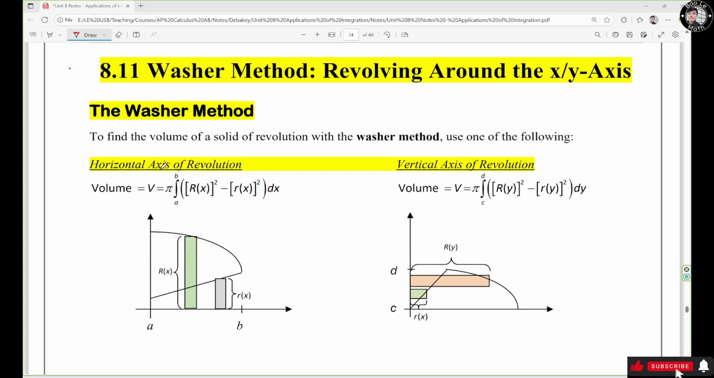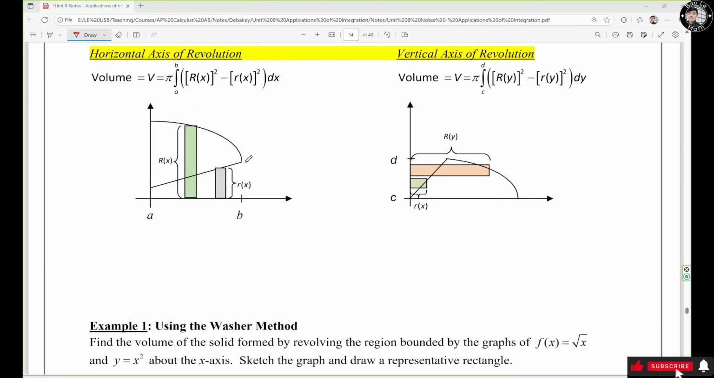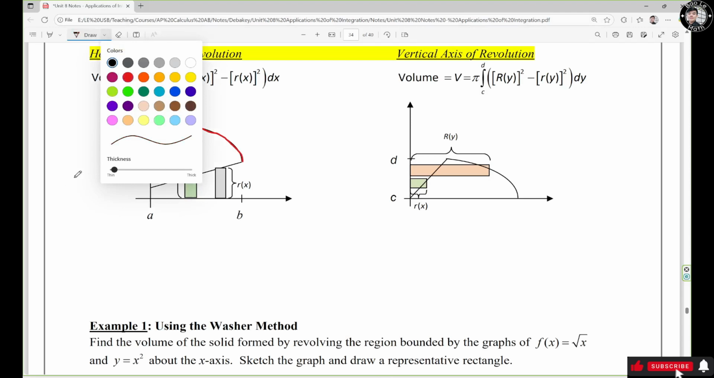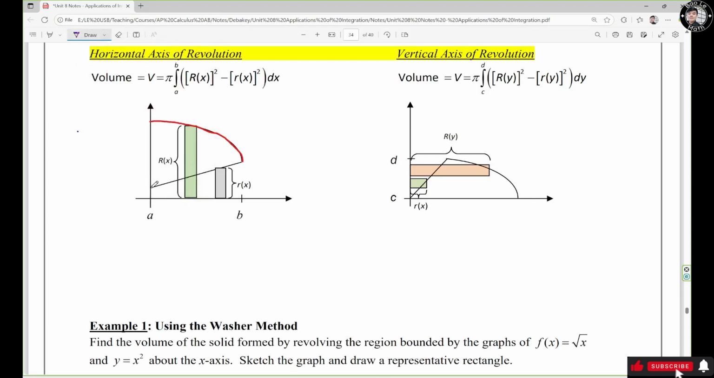The first one, horizontal axis of revolution. So suppose you have two functions, f of x, it could be something like this. And the function g of x could be something like this. Now two functions intersect at the points right here. Alright, so let's create a region. Now we need to revolve this region about the x-axis, right? So we get the solid something like this.